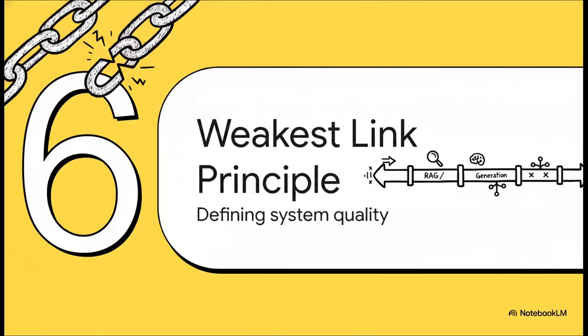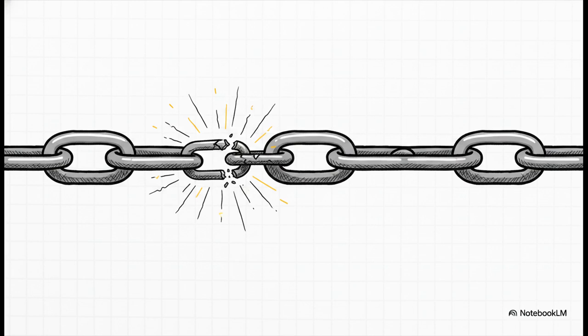Finally, we hit Section 6, the weakest link principle, defining overall system quality. As we wrap up this explainer, I really want to leave you with this ultimate takeaway. The weakest component defines your overall system quality, period. This is just a stark, undeniable reality of pipeline architecture.